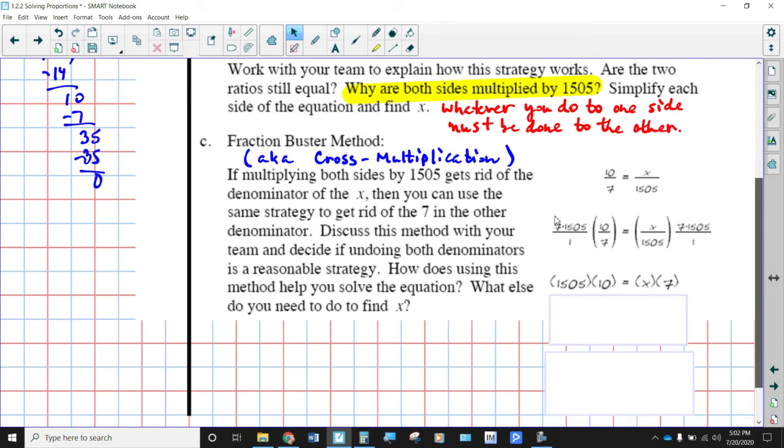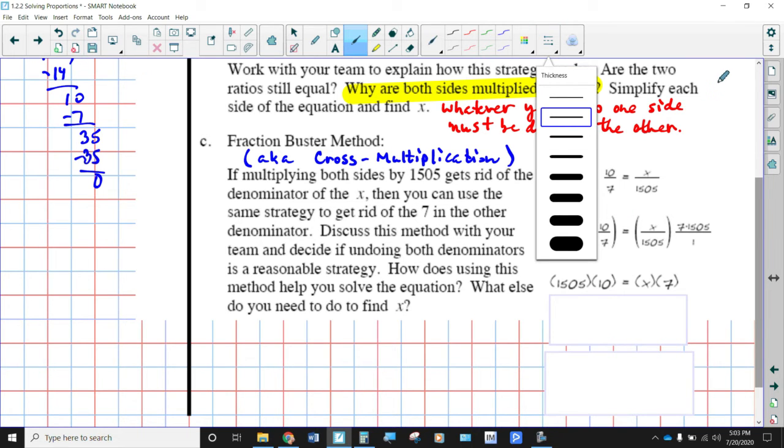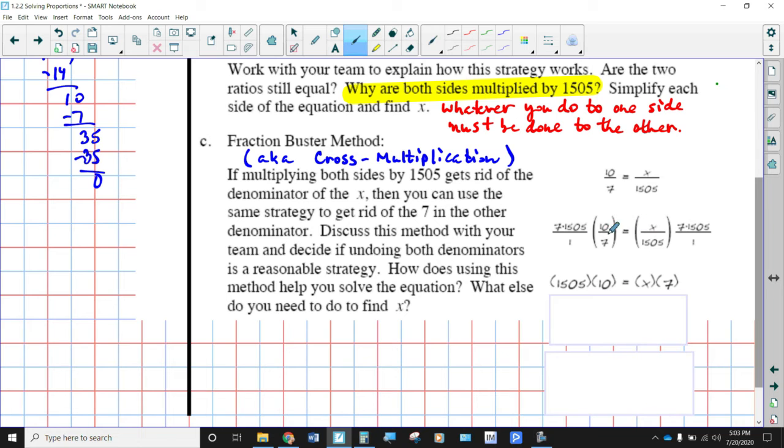Now for fraction busters. This is also known as cross multiplication. So what is essentially happening here is, and we'll work more on this a little bit later in the year, the idea of fraction busters. In order to rewrite this equation so it doesn't have any denominators, we need to multiply both sides times the same number. Well, if I multiply this side times 7, it'll cancel out the 7, but it won't cancel out the 1,505. If I multiply both sides times 1,505, it'll cancel out this 1,505, but it won't cancel out the 7.